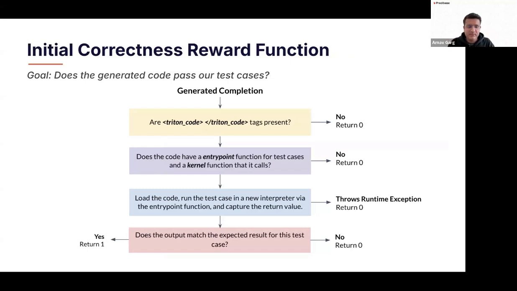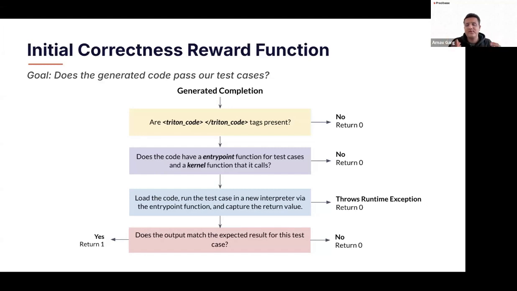Let's say it gets that right as well. The third step is to load this code, right? We know it's valid, so we run the test case in a new Python interpreter on a GPU, and then capture the output value. Now, 3 things might happen here. It might throw an exception, which means there's a compile time error or a runtime error, because Triton kernels are just-in-time compiled, in which case it will return a reward of 0. But in case it doesn't throw an error, it might either get the answer correct or wrong.